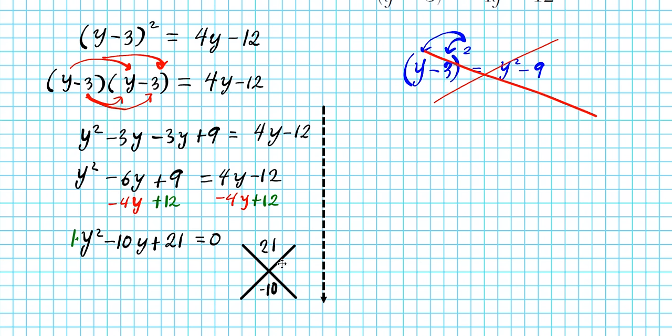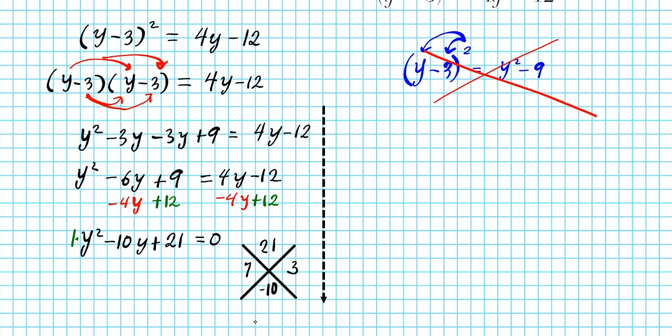This is called an X game because you have to think about what two numbers multiply to give you the number on the top and add to give you the number on the bottom. So what is the case here? What are the two numbers? 7 times 3 gives me 21, but 7 plus 3 gives me positive 10.